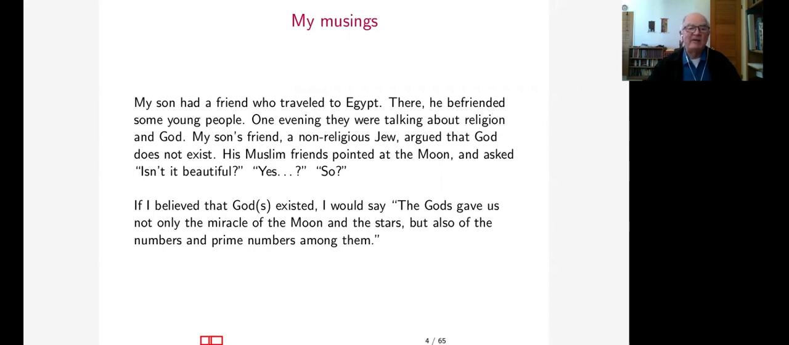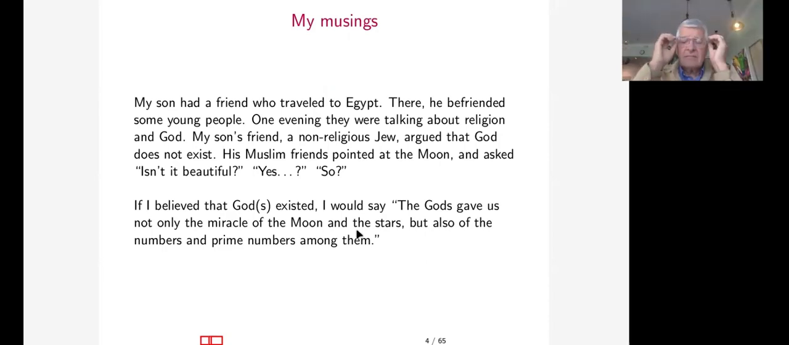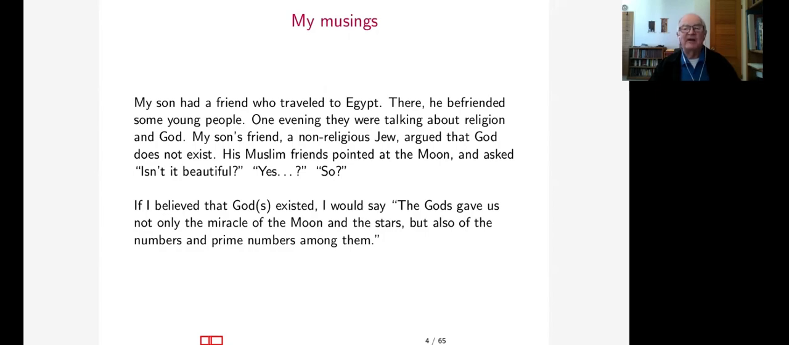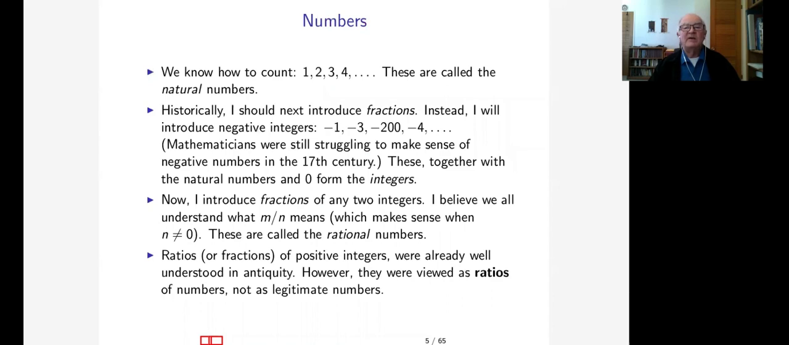Now, if I believed that God existed, I would say that God gave us not only the miracle of the moon and the stars, but also the numbers and prime numbers among them. The prime numbers are such a miracle that it almost gives you a religious feeling of the beauty. So let's just get a little bit into the mathematical mood by talking about numbers.